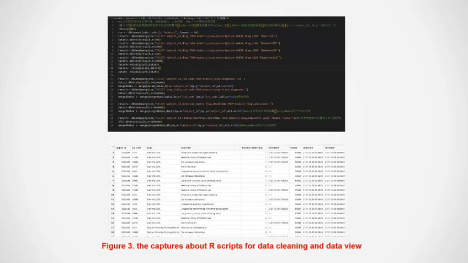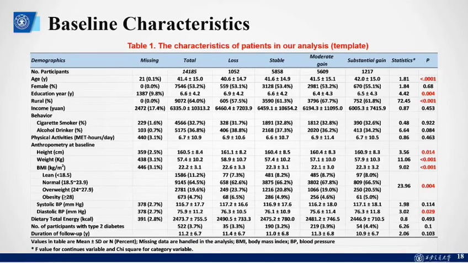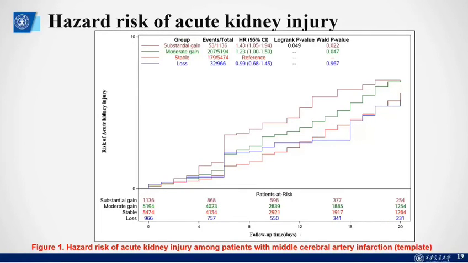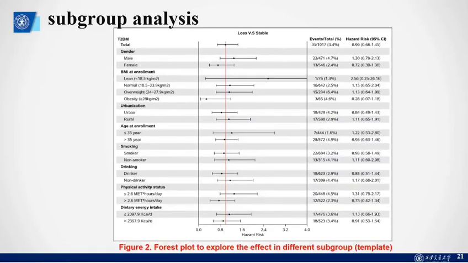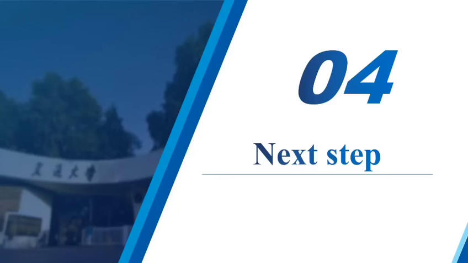Due to limited time, we have primary results depicted as follows. I'm sorry to say they are all in templates now. This table shows the baseline characteristics of patients. Next is the hazard risk of acute kidney injury. And we are also working on dosing and AKI risk, and some subgroup analysis.